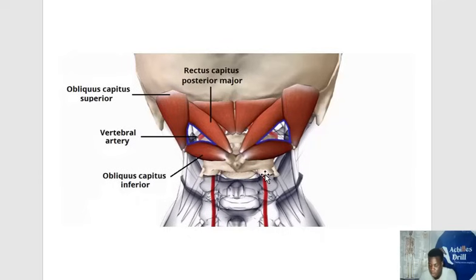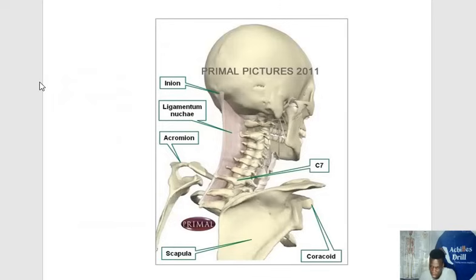Okay, the suboccipital muscles. So we have the rectus capitis, and then we have the obliquus capitis. Those muscles are attaching to the external occipital protuberance and of course the nuchal lines. In addition to that, we have the nuchal ligament, which is very much associated with the inion, the external occipital protuberance. The nuchal ligament, otherwise called ligamentum nuchae.